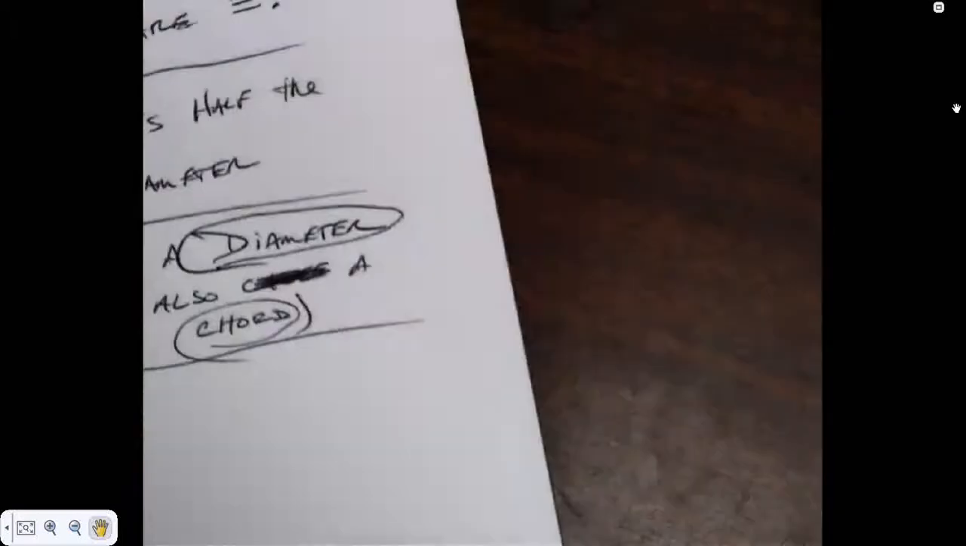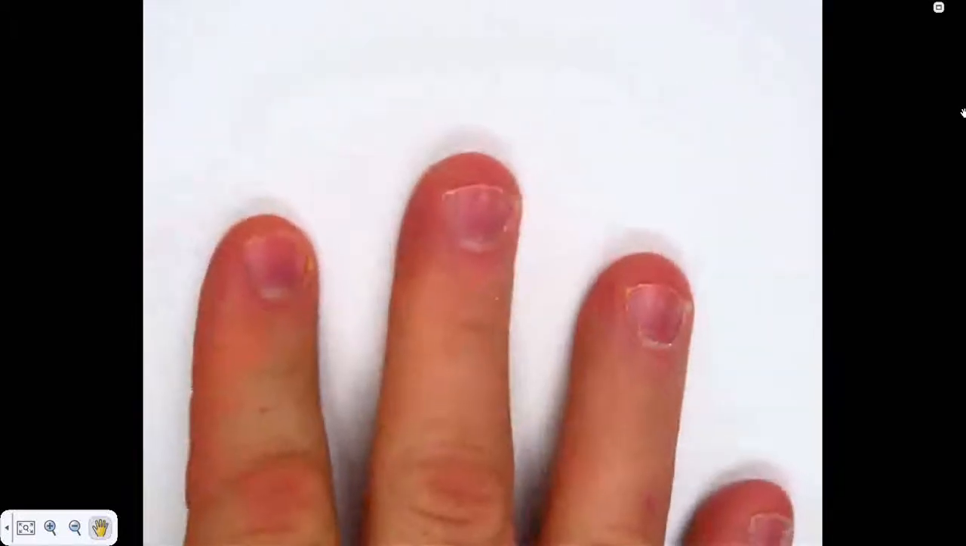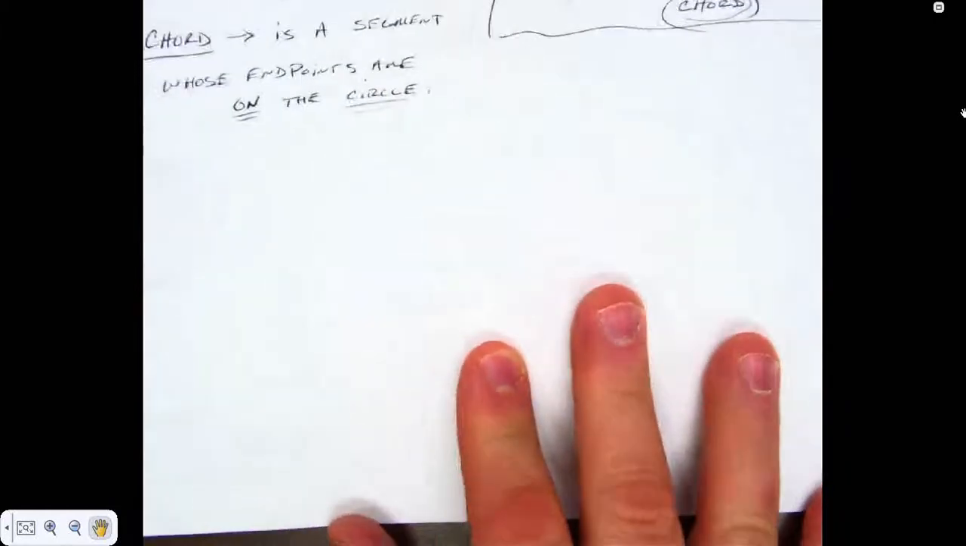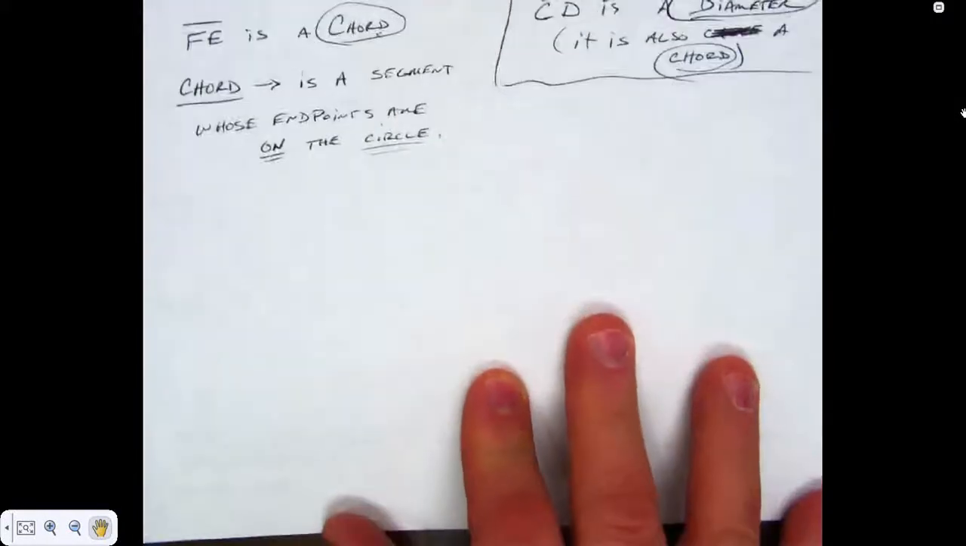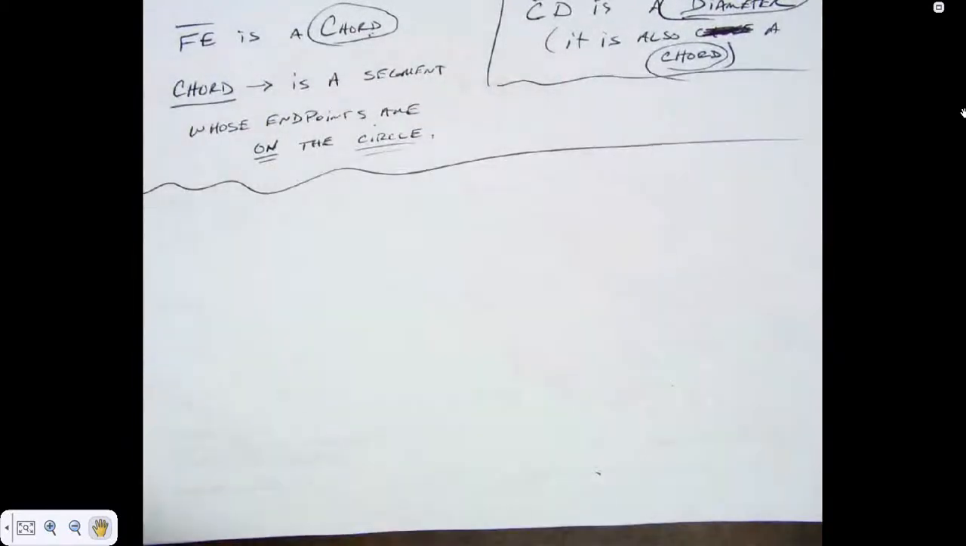Let's write down our definition of circumference and talk about what circumference is. Does anybody remember what circumference is? Circumference is the area around the circle. The distance around the circle. Okay?